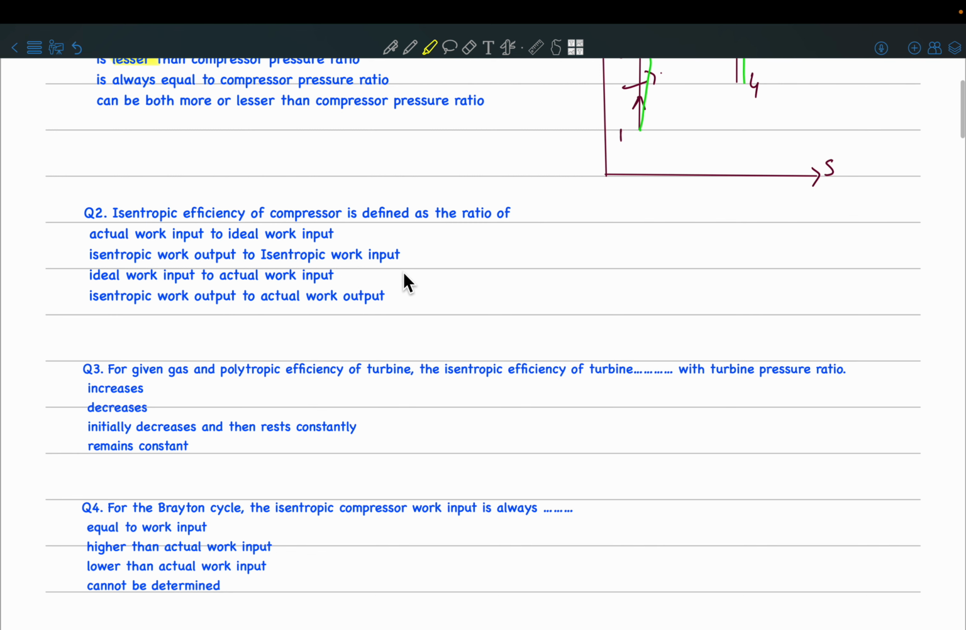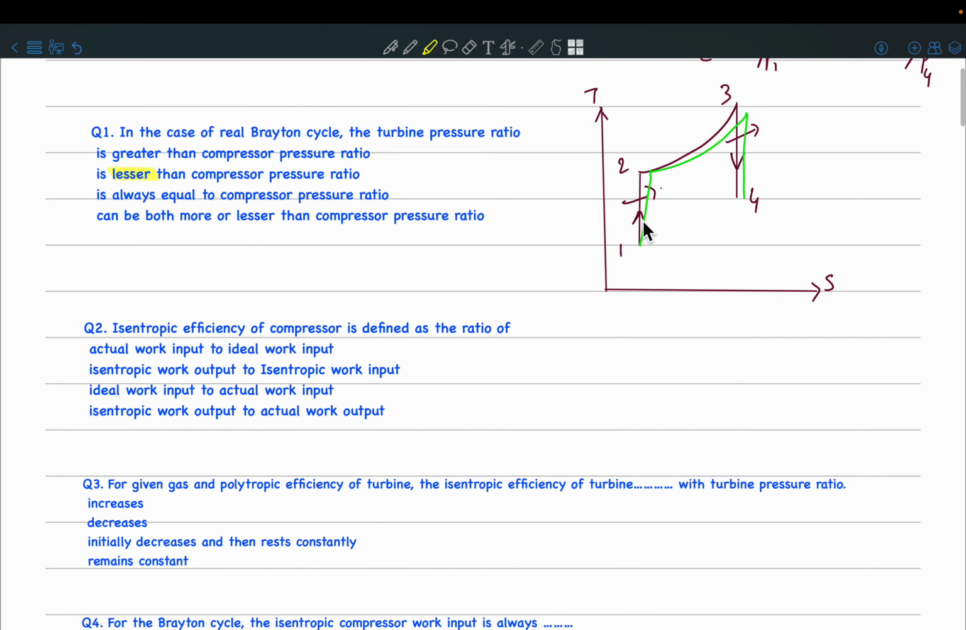Is it isentropic to isentropic? Right, it's ideal work input to actual work input. So how do you define the compressor efficiency? So again, let's go back here. So here this 1 to 2 is the compressor, right? So we said efficiency is basically, so efficiency will be defined as what?